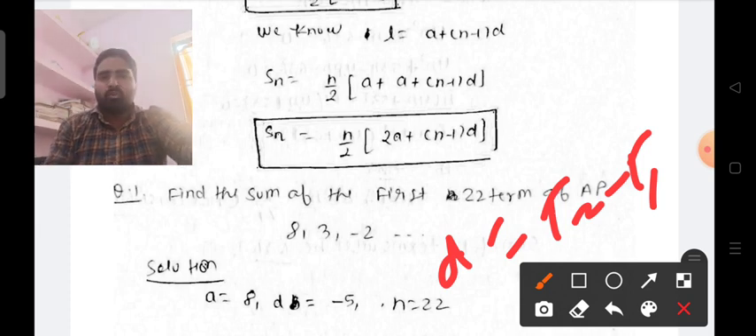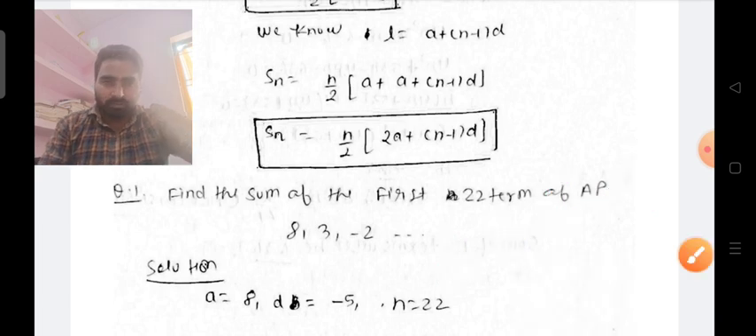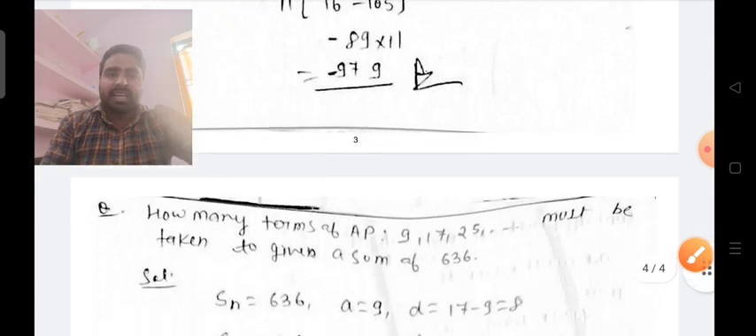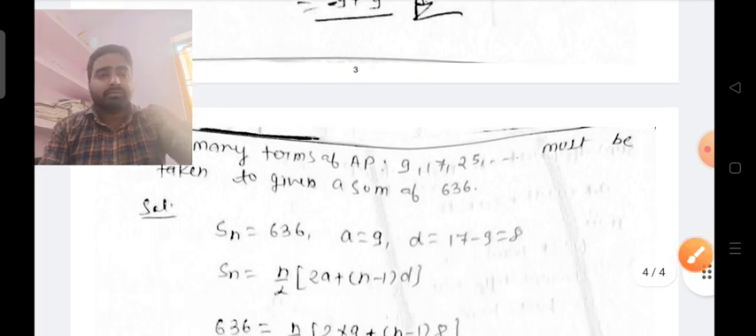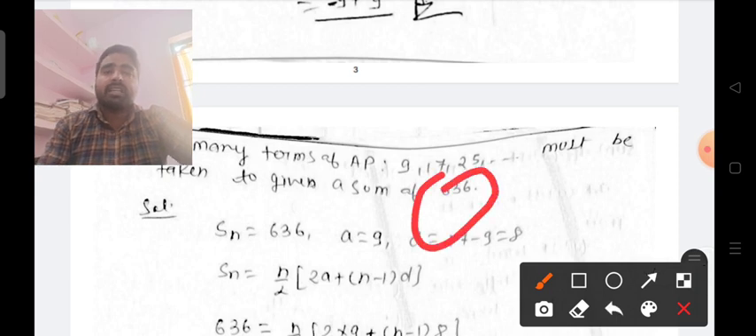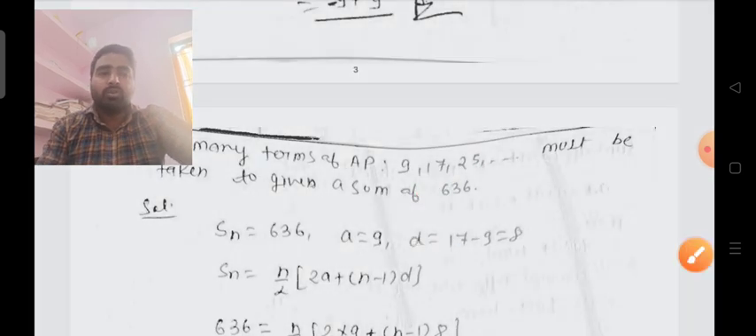We have the formula of summation. Sn is equal to n upon 2 into (2a plus n minus 1 into d). In the bracket, we are able to find the sum of the first 22 terms. And one of the most important questions: how many terms of the AP 9, 17, 25 must be taken to give a sum of 636? This is the summation, 636. Then this value equals Sn.